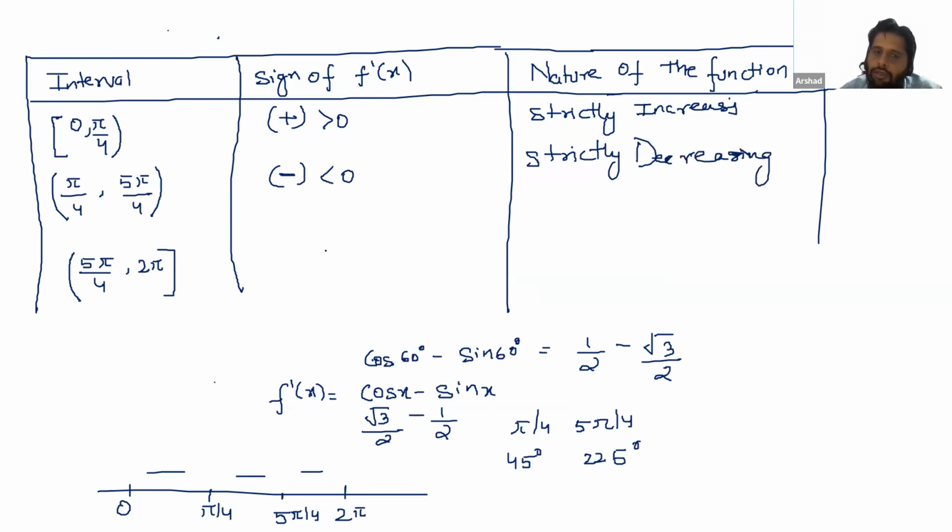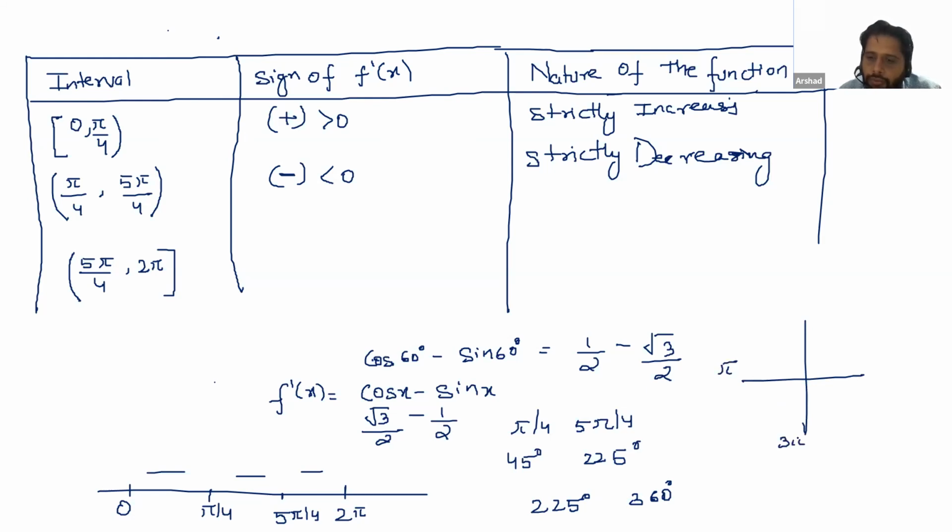Okay. Next one. 5 pi by 4 to 2 pi. Who can tell me? Nabil Ahmed. 5 pi by 4 is what? 225. And what is 2 pi? 360. So give me an angle between 225 and 360. 180, sir. No, 180 does not lie between these. 300, sir. 300? Okay, so what we will do, we have a pi here.